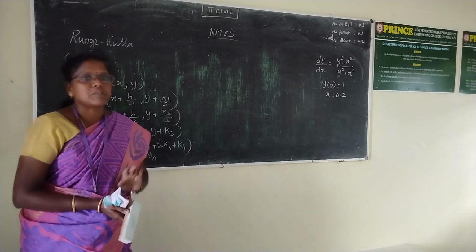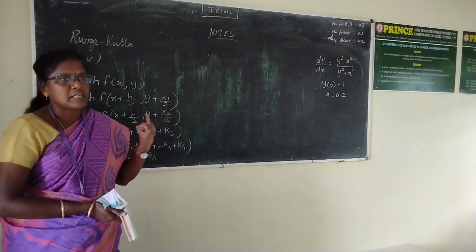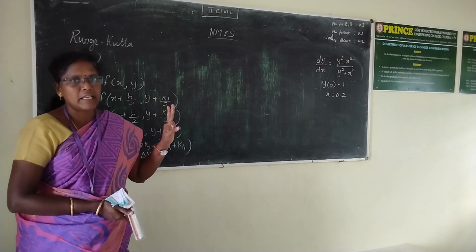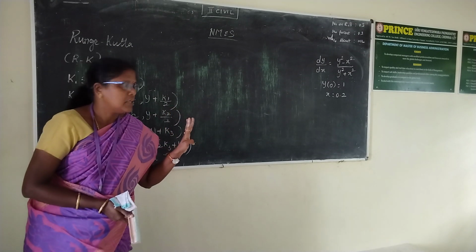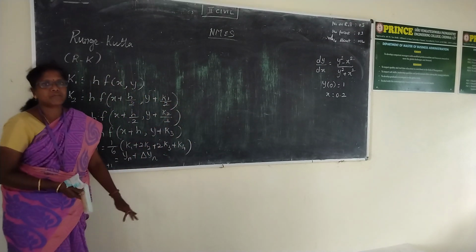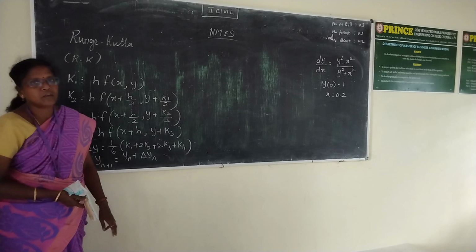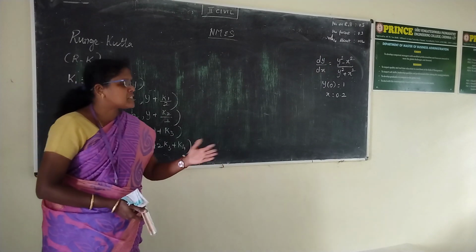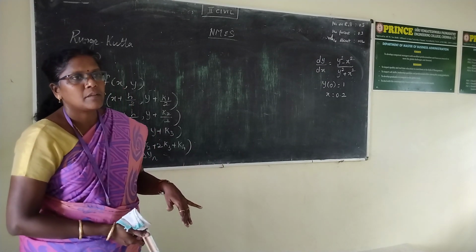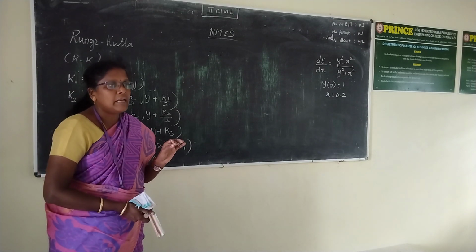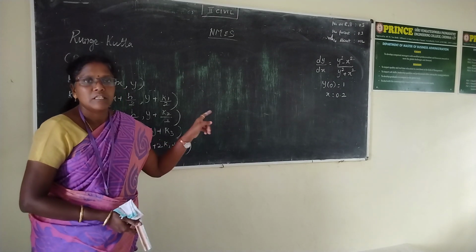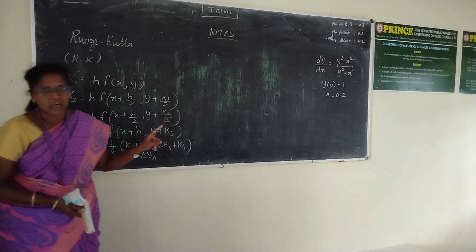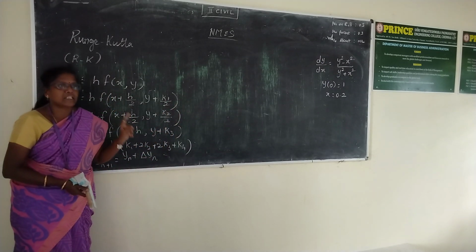So preliminary steps are same now. You have to identify what is x0, what is y0, what is h, and what is the unknown you are supposed to find. Can you identify what is x0? 0. What is y0? 1. What is the next x value you have to find? x1. x1 is equal to 0.2. Whatever they have asked you to find, you assume that one to be your x1.